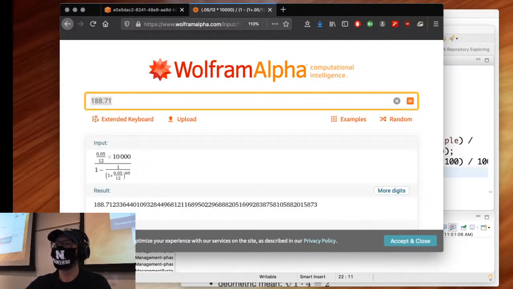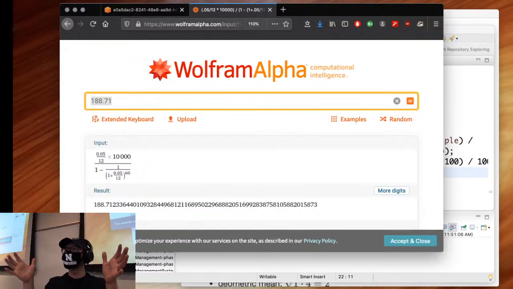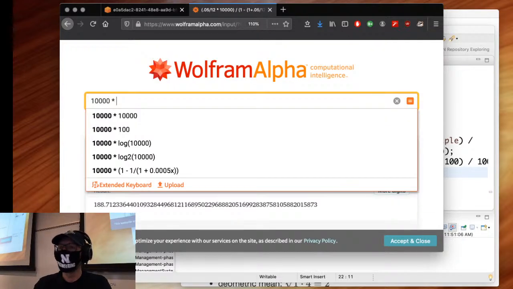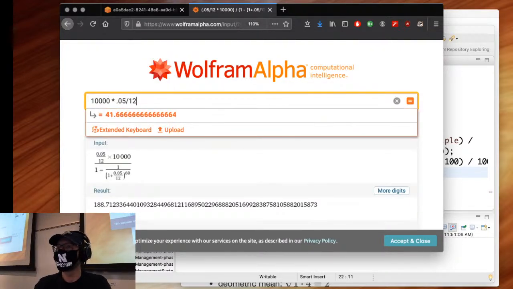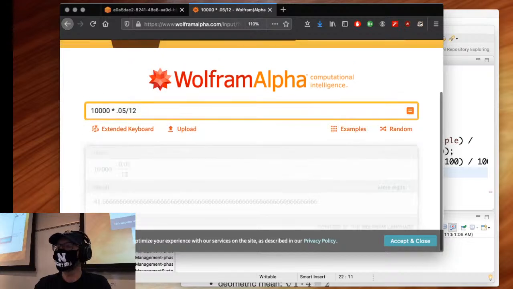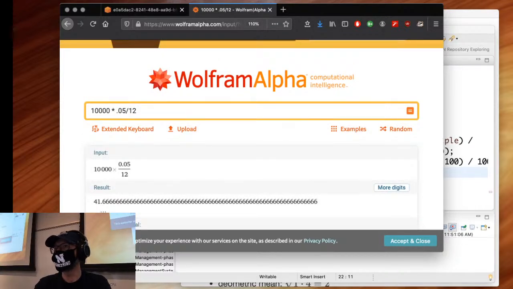$188.71, right? That's how much you pay each month, but not all of that goes to the principal, right? You've got $10,000 in loan. You pay 5% divided by 12 interest in that first month. So if I've got $10,000 at 5% interest per year, then that's going to be $41.67 in interest for that first month. The rest of my payment, $188.72 minus this interest payment, that goes to the principal. Right? So what is that going to be?